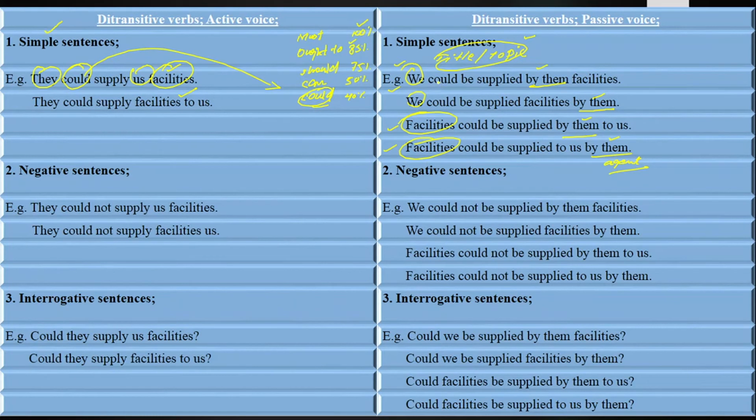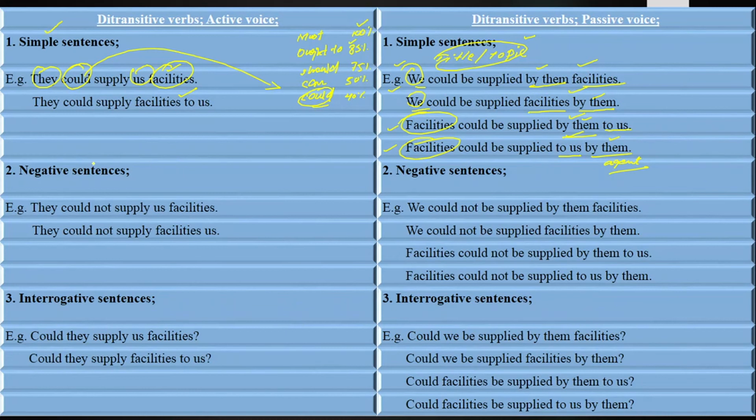And when you bring the indirect object at the beginning in the first and second sentence, "by them" comes at the end; "facilities" at the beginning, "by them" at the end. When you bring "facilities" in the third and fourth sentence, "by them" comes at the beginning, "to us" at the end, "to us" at the beginning, "by them" at the end. So these are the 4 ways to change "them" into passive voice. Now sentences will be as follows: we could be supplied by them facilities, we could be supplied facilities by them, facilities could be supplied by them to us, facilities could be supplied to us by them.